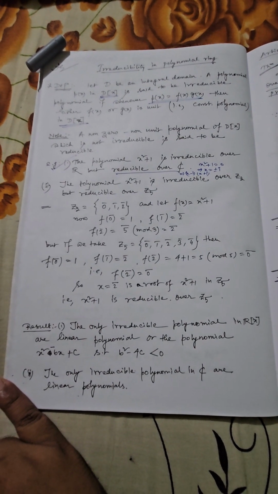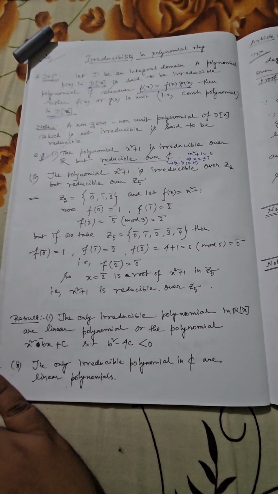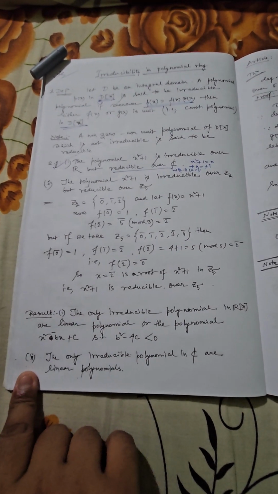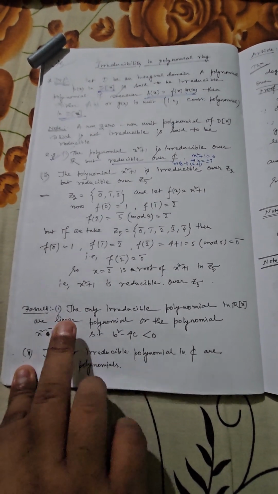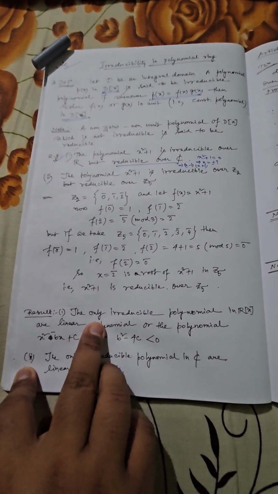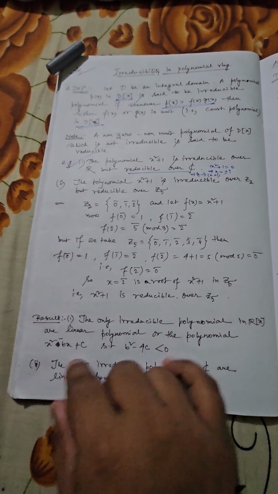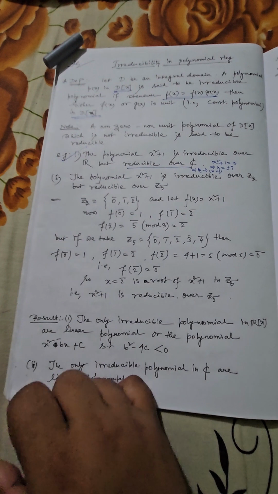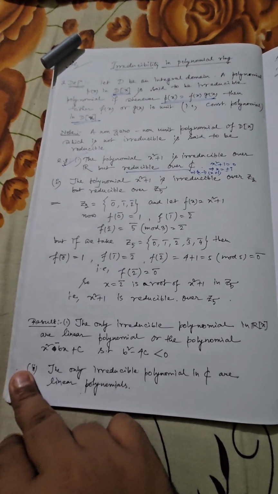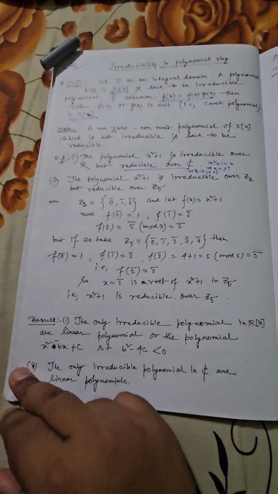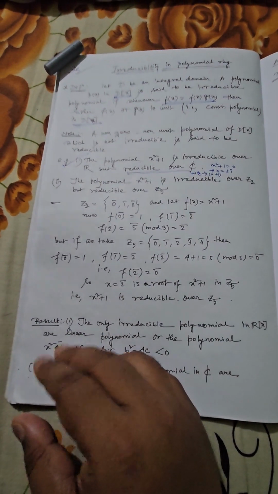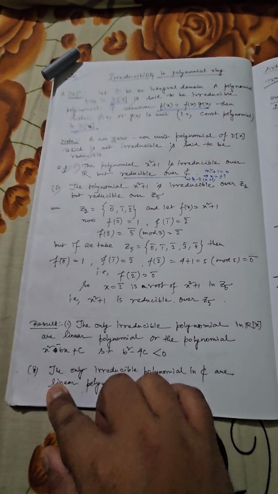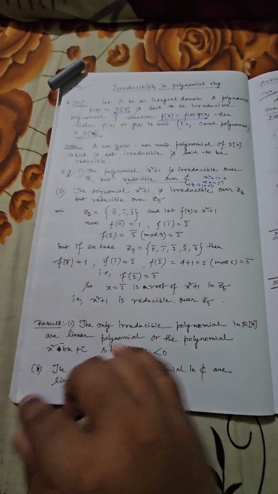Now I have stated two specific results without proof, because proofs are not important in case of competitive exams. That's why I am not explaining the proof, but you can remember these two results. To some extent they will be useful. Now the first result states that the only possible irreducible polynomials in R[x] are the linear polynomials, or polynomials of the form x square plus bx plus c, satisfying the criterion b square minus 4c less than 0. In some other videos I will explain how to implement this result.